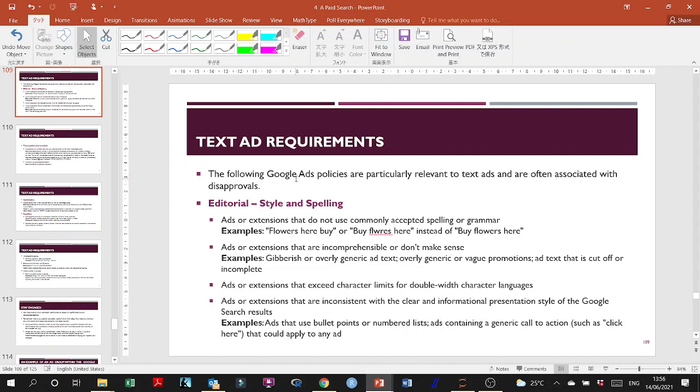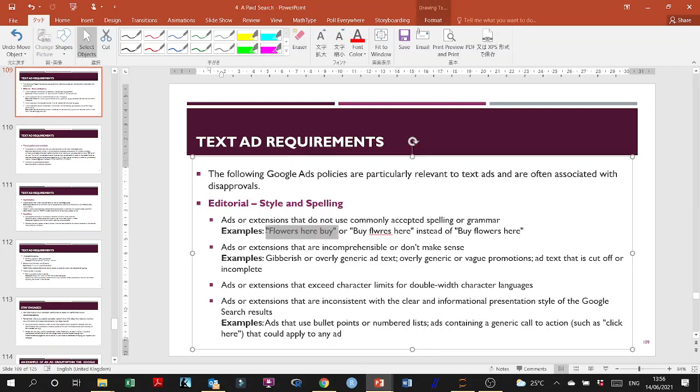The following ad groups also have policies. For example, here flowers, here buy. This is an indication that you don't even understand how to write English. This is bad. Or buy flowers. This is very bad spelling. So be careful with your spelling.